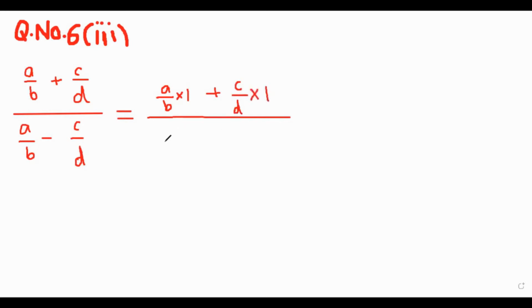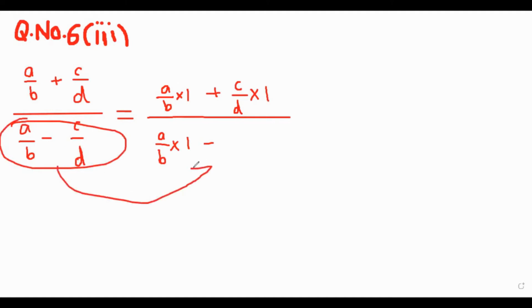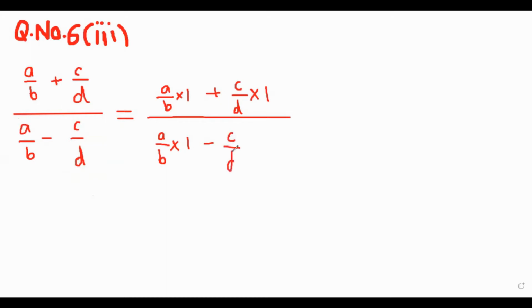On a similar basis, the fractions of the denominator may also be written in this form. That is, a by b multiplied by 1 minus c by d multiplied by 1. So which property have you used here? You have used the property of the multiplicative identity. So the multiplicative identity property is used here.